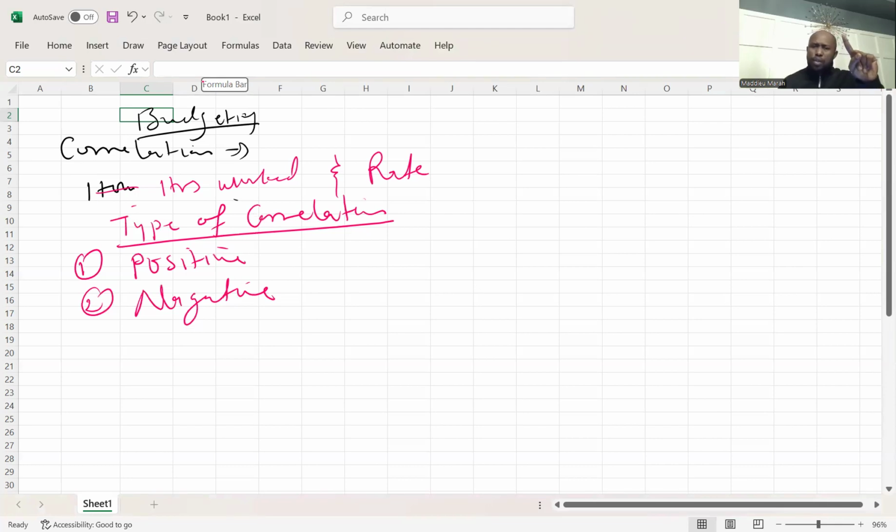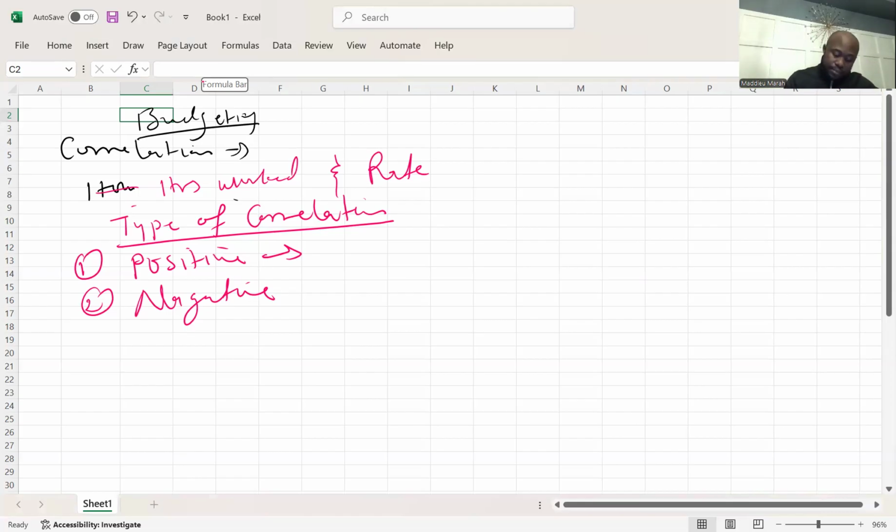What is positive correlation? We already learned that correlation is when we have two variables and the change in one variable will affect another variable, right? Now, if these two variables go in the same direction, then it's a positive correlation. If one is going upwards and the other is going downward, we say it's a negative correlation. Correlation is said to be positive when the two variables move in the same direction, and negative when they move in opposite directions.